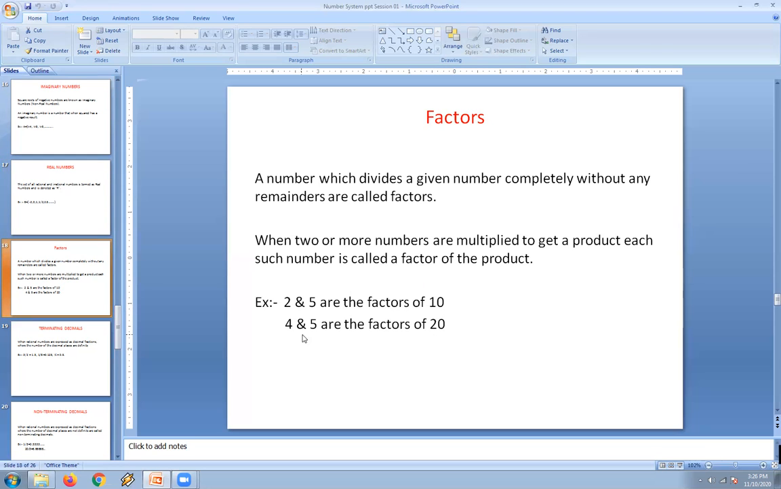For 20, we can say that 4 fives are 20. So 4 and 5 are the factors of 20.